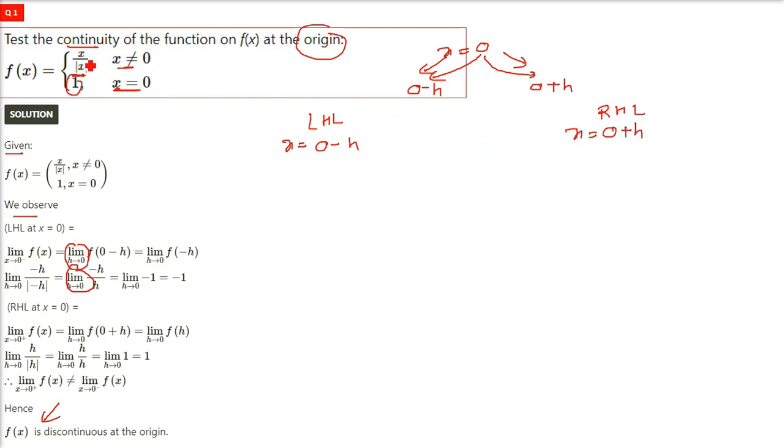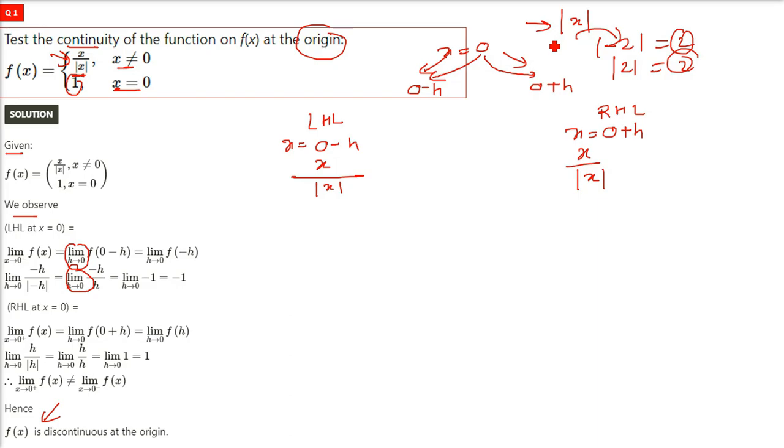So here, we have to use x divided by modulus x. Here also we are going to use x divided by modulus x. What is modulus, or the absolute value of x? Whatever value you put in, negative or positive, the absolute value or modulus will always give you a positive number. So negative to positive, positive to positive.